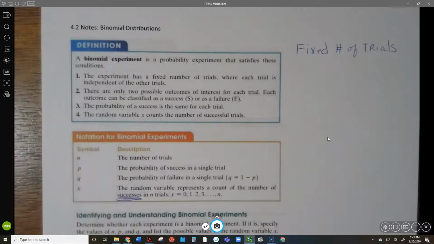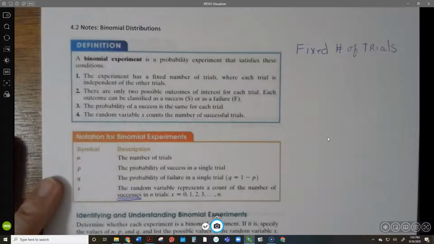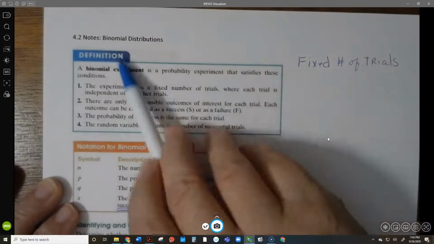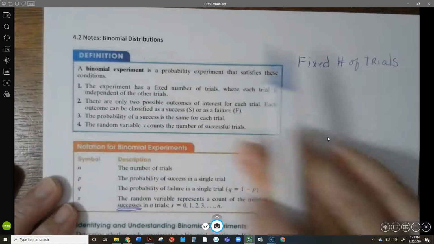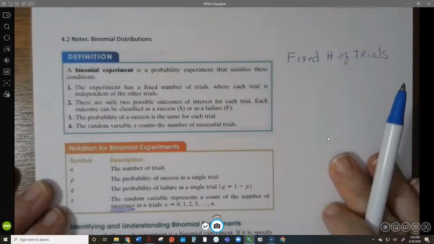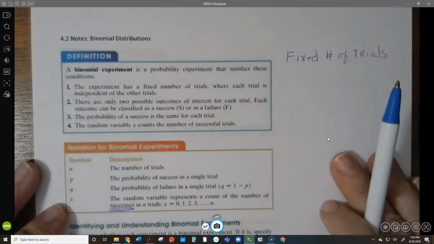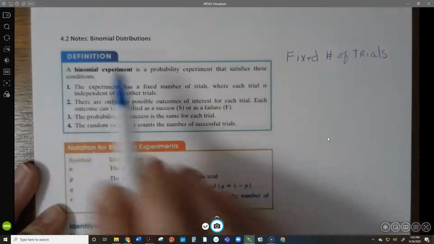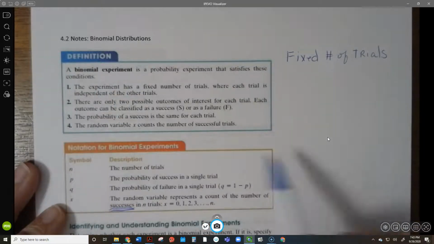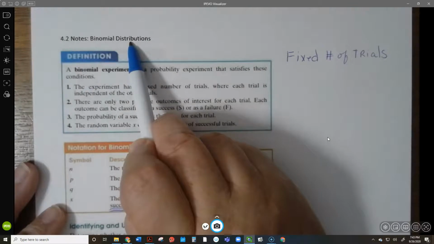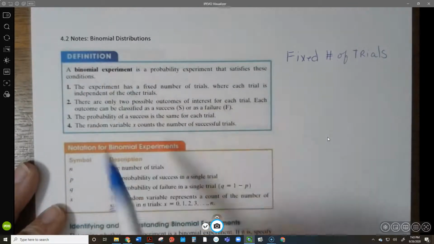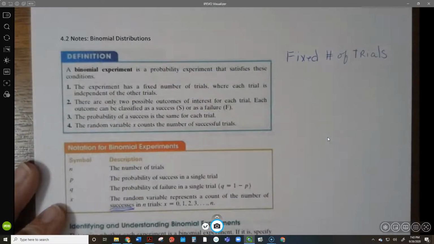For lesson 4-2, it's all on binomial distributions. So the first thing you have to do is be sure you know the definition of what a binomial experiment is, because you can't have a binomial distribution without having the binomial experiment. And that's what we're going to tackle in this first video: learning how to look at a stated problem and determine if it is a binomial experiment.